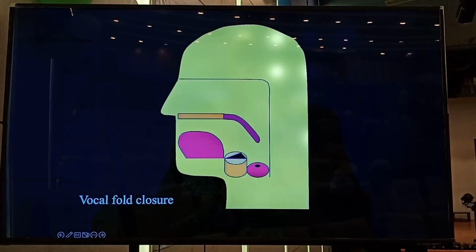The first thing that happens, once the vocal folds close, the soft palate then elevates, and this closes off the oropharynx from the nasopharynx. The tongue base then propels upwards and backwards, and together with this, the laryngeal elevators raise the larynx, and at the same time, the epiglottis flips over like an umbrella covering the larynx.